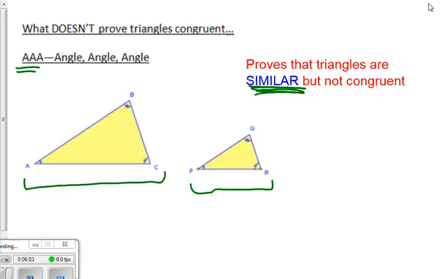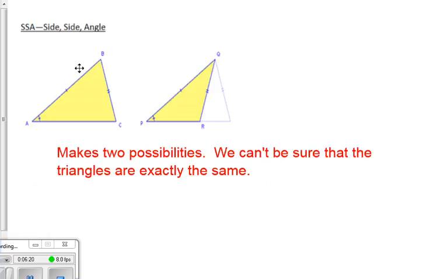Okay, similar means something completely different. It'll have to do with ratios and finding out the lengths of sides using similar ratios. But for right now, what you need to know is that angle, angle, angle does not mean that the two triangles are exactly the same. They're not congruent. Another one that doesn't work, side, side, angle.